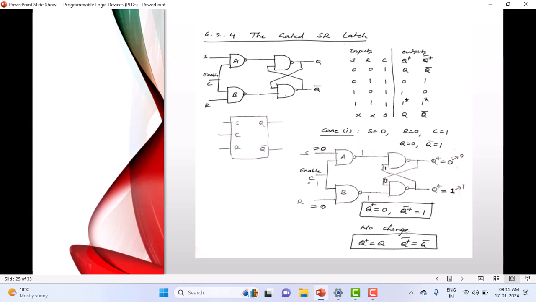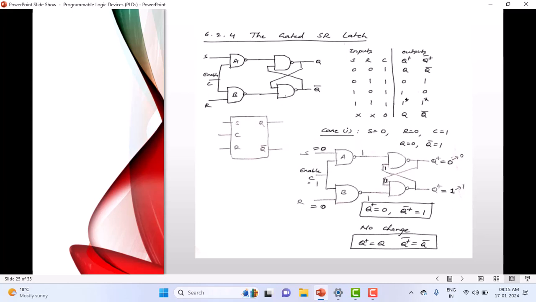First case, you can see here S is equal to 0, R is equal to 0 and C is equal to 1. This is our control, as I told you. If you want to disable this, if you want to make the output uncontrolled by your inputs, then make C as 0. C equal to 0 means it will not operate. C equal to 1 means it will operate. That's how you can think. Later on, I will make this C a clock signal. Understand? Here I have started by making C as 1.